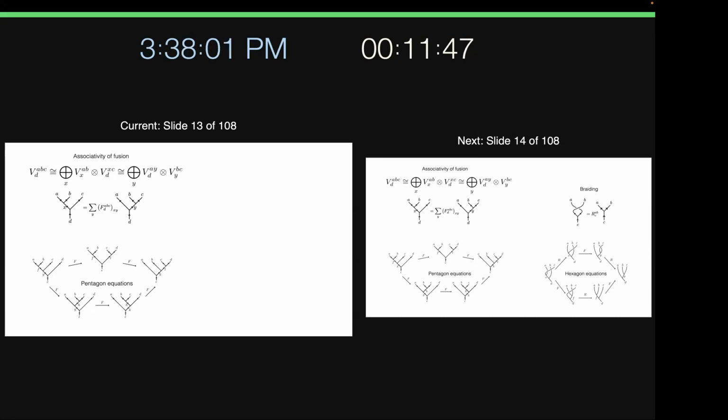Now, we can't make arbitrary choices of F symbols. There's a constraint on them, which is known as the pentagon equation. And the pentagon equation is 2 distinct paths of fusion trees that both start and end at the same place, but arrive in distinct ways.